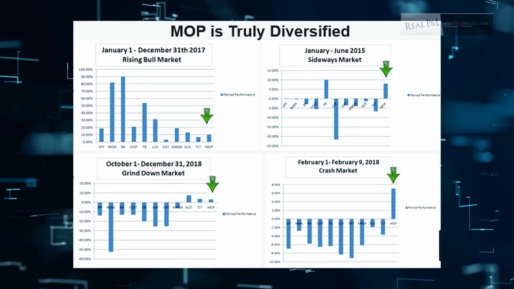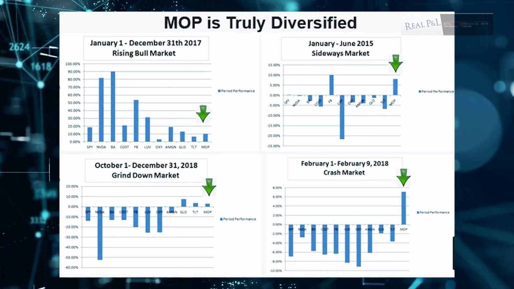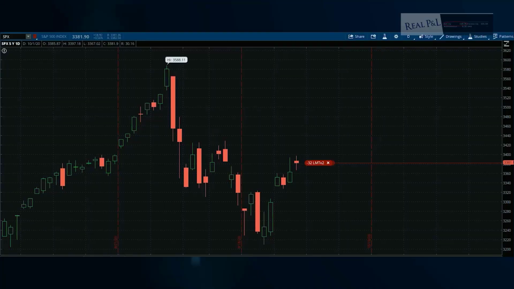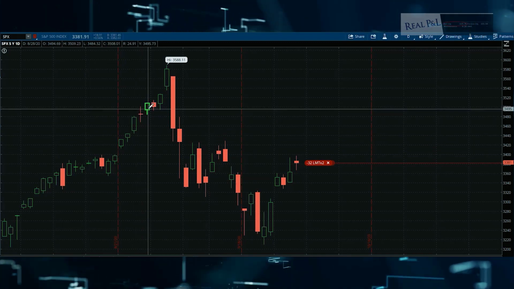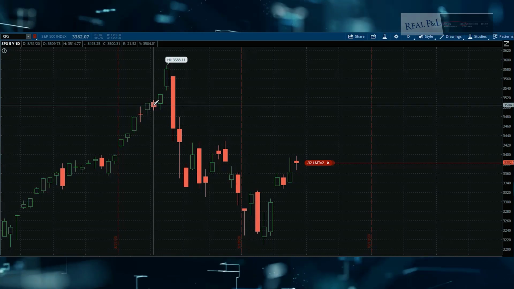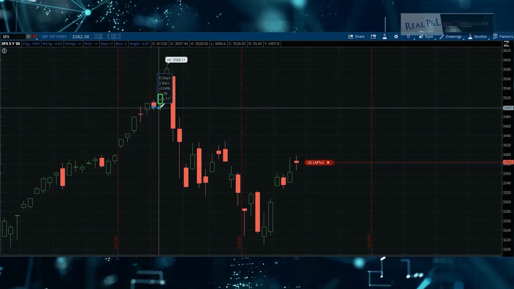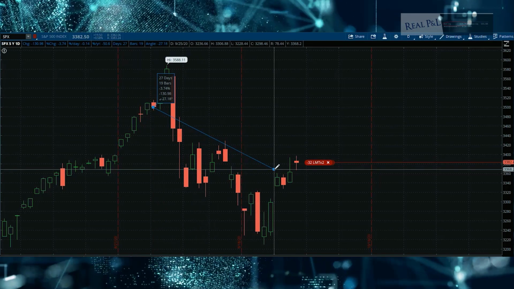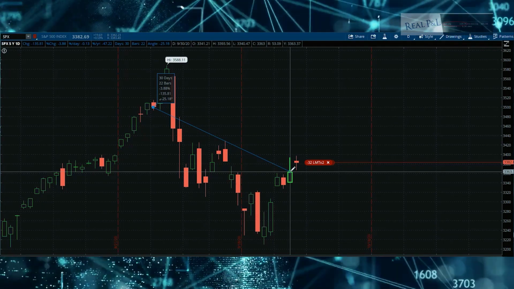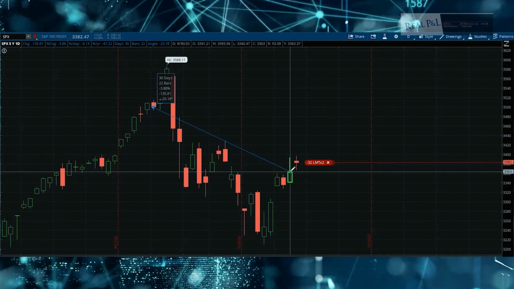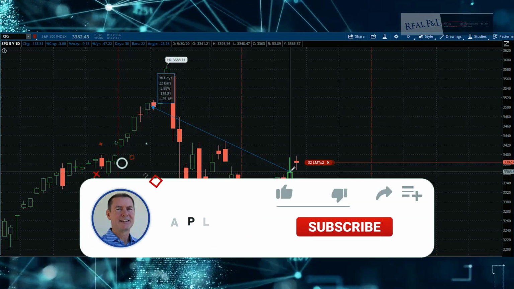Now the 4 market types are: number 1, the rising bull; number 2, the sideways market; number 3, the grind down market; and number 4, the crash market. So looking at September, we can see here that the month started at, or it ended at this level, and the month of September ended right there, at that level. So if you see that, the market was down 3.88%, and I would call this type of market over this last month a grind down market.